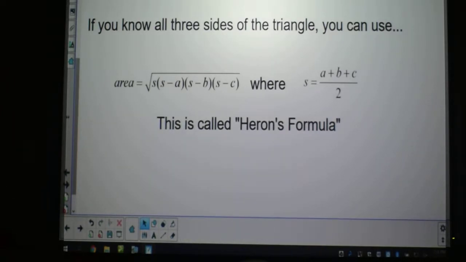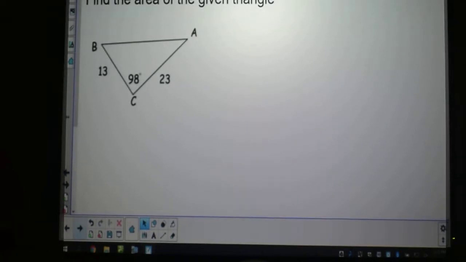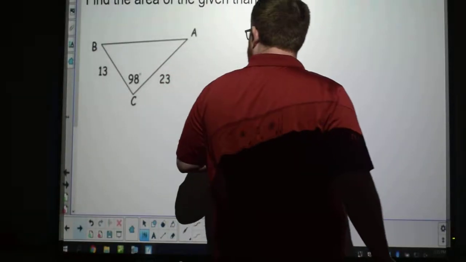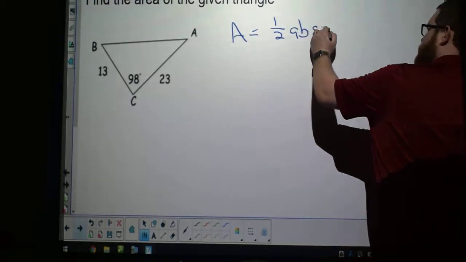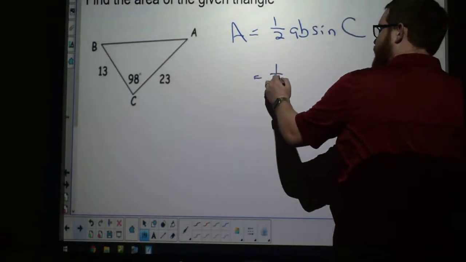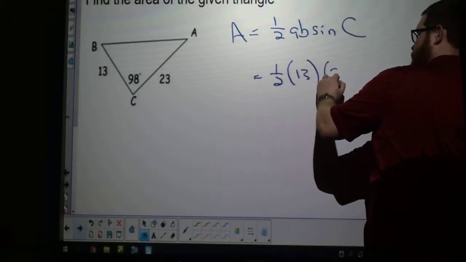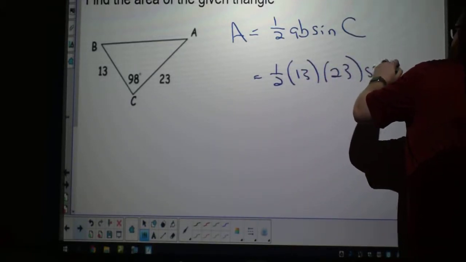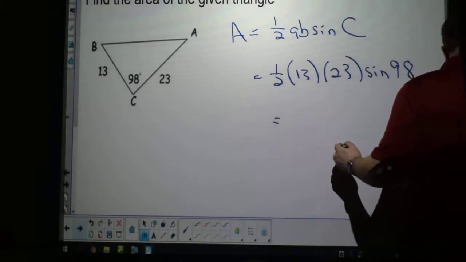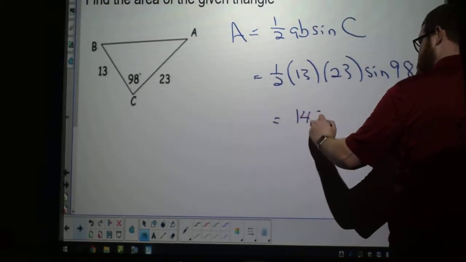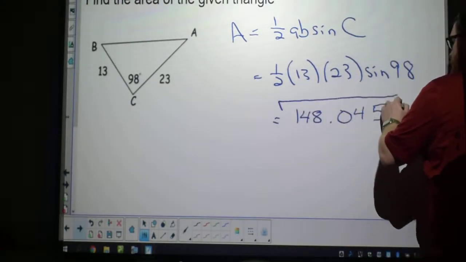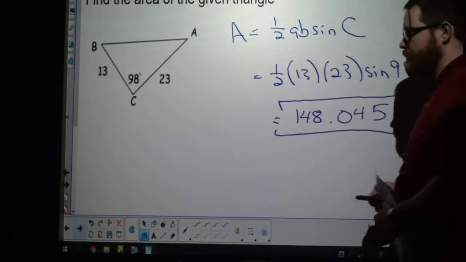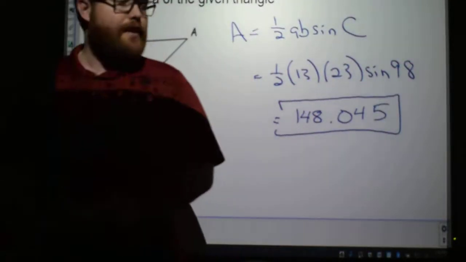It just depends on what information you're given. In this triangle, I know two sides and an angle in between them. Because I know two sides and an angle in between, I'm going to use this formula, which is 1/2, 13, 23, sine 98. And if you type all that in your calculator, you will get 148.045. No units were given, so you don't have to give me any units back. Simple problem if you have the right formula.